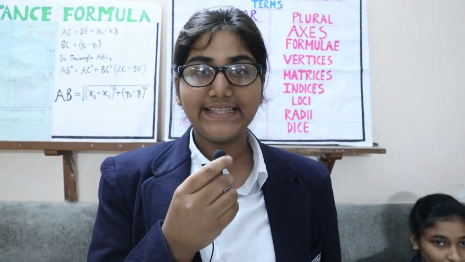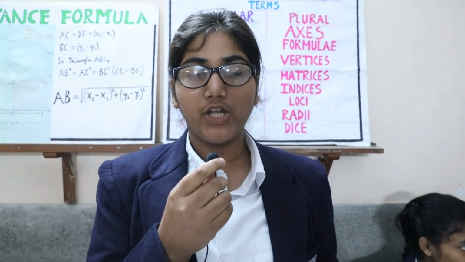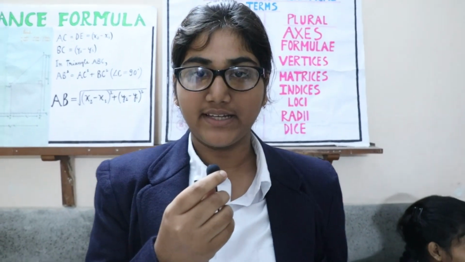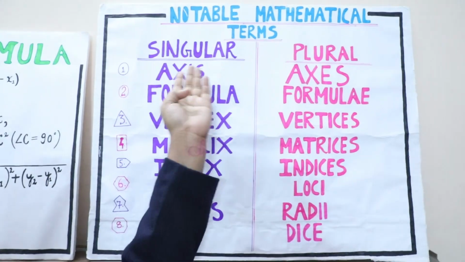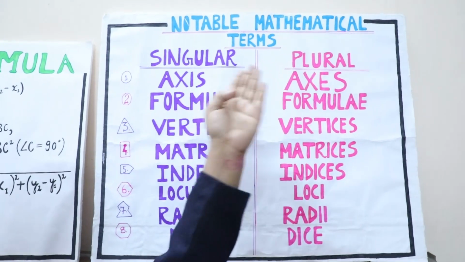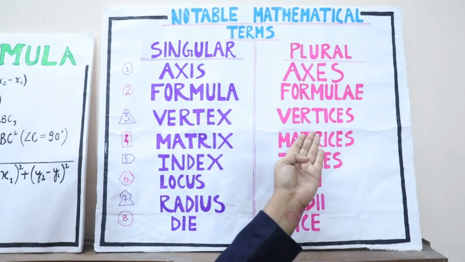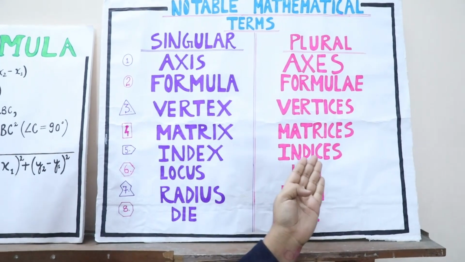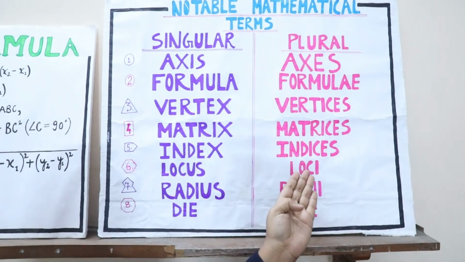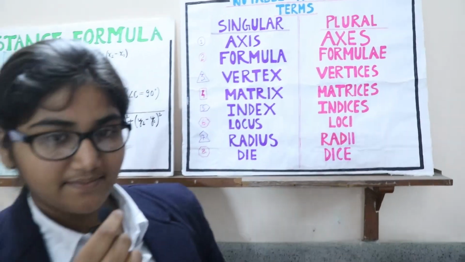Good morning. We think that singular and plural are only used in English, but no, it is also used in mathematics. We can see in the table mathematical terms, singular and plural: axis, axes; formula, formulae; vertex, vertices; matrix, matrices; index, indices; locus, loci; radius, radii; die and dice.